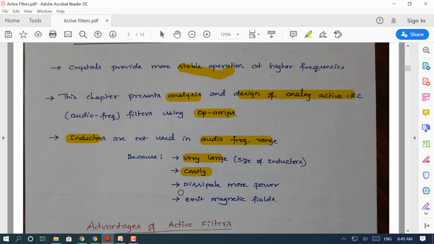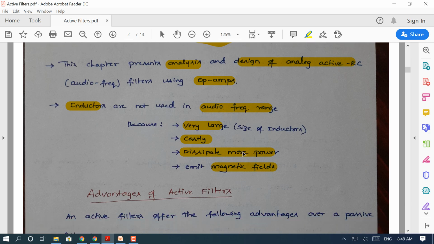Third thing is inductors dissipate a lot of power. This is again a drawback of the usage of inductors in the audio frequency range. Lastly, inductors emit magnetic fields, so therefore we are not going to use inductors in the audio frequency range.